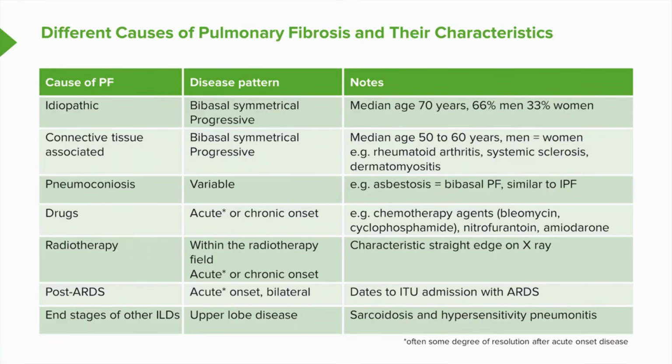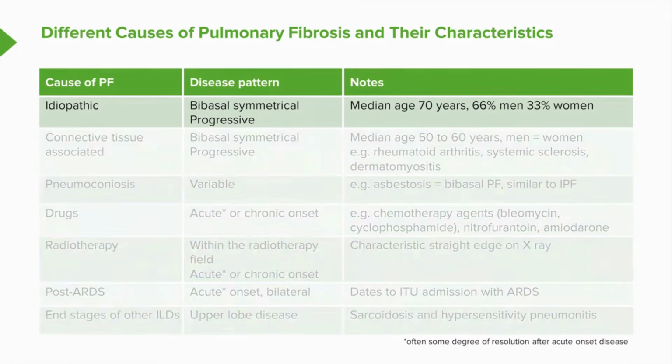This table describes the differences between the different causes of pulmonary fibrosis. At the top, you have idiopathic disease, which, as we already mentioned, is a bibasal, symmetrical, progressive disease. It tends to affect men. The median age of onset is 70 years.